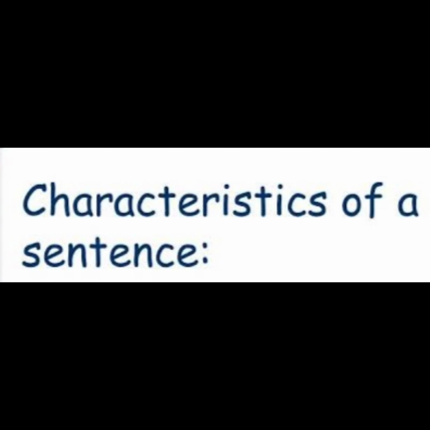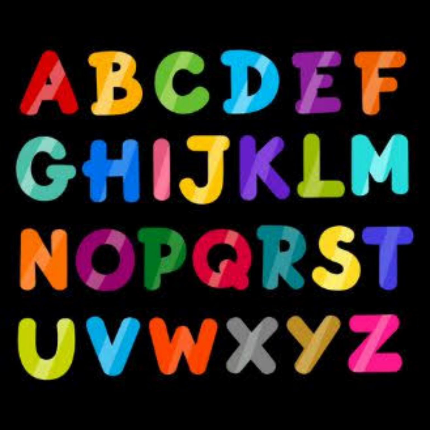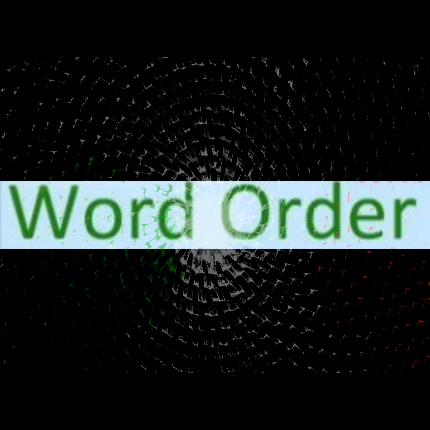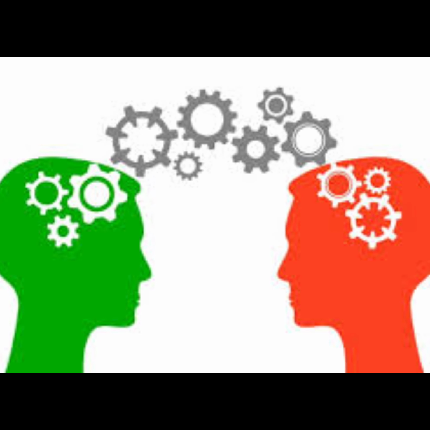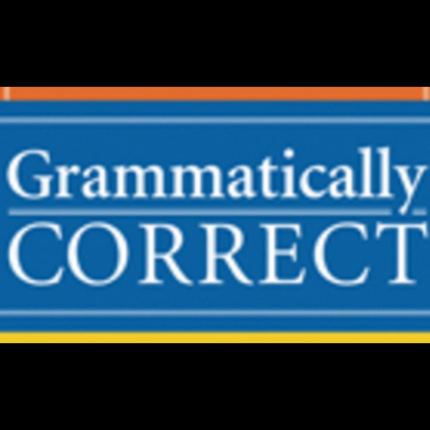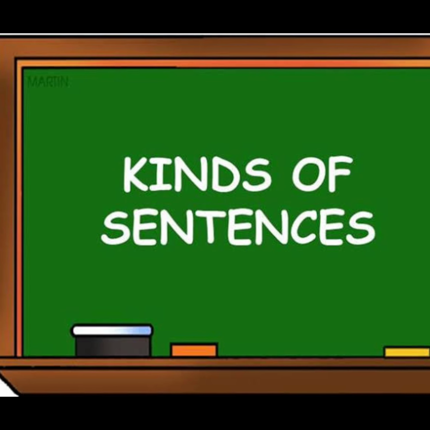Now, let's see what are the characteristics of a sentence. First of all, the first letter must begin with a capital letter. And then, words must be placed in their proper order to make complete sense. A punctuation mark must be placed at the end of a sentence. And finally, the sentence should be free from any grammatical error.